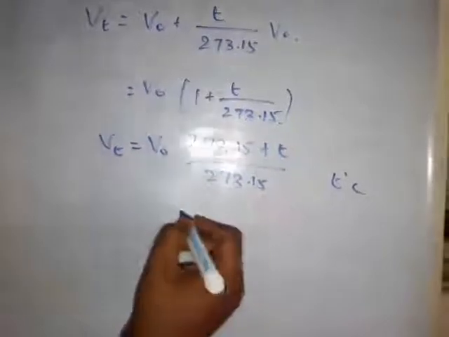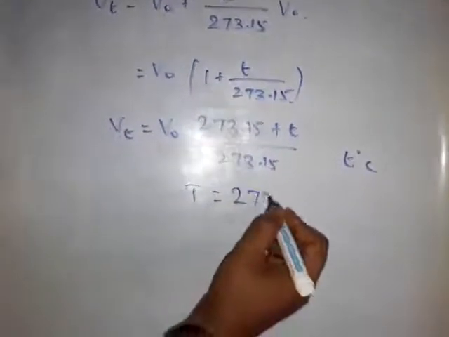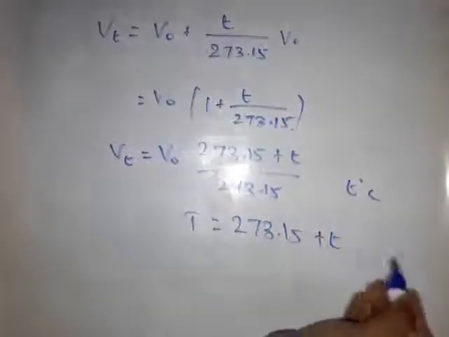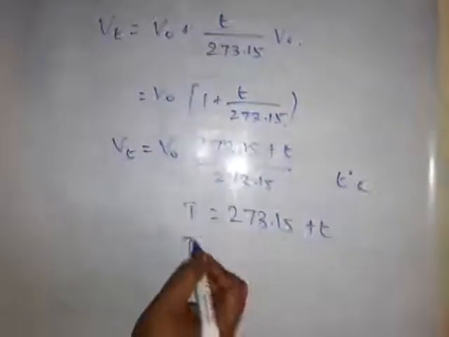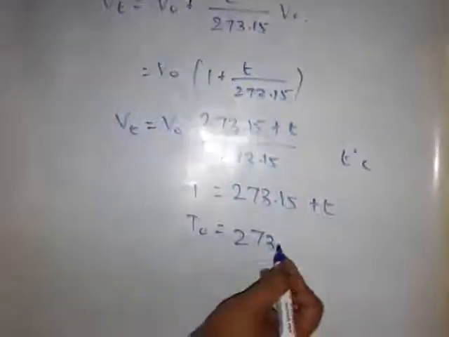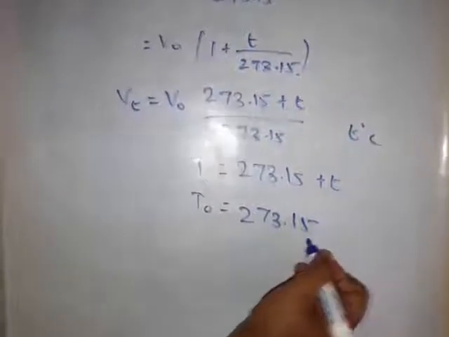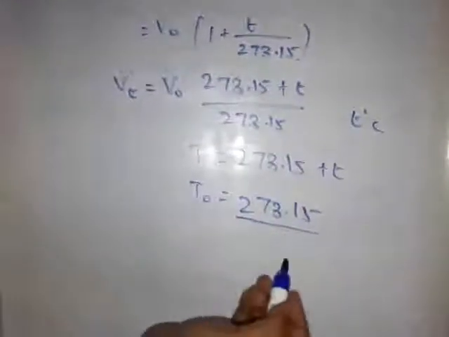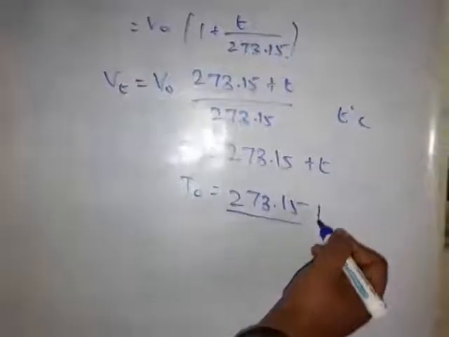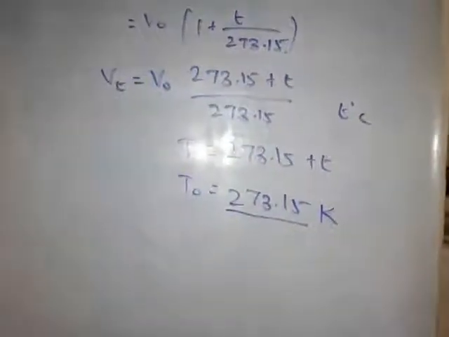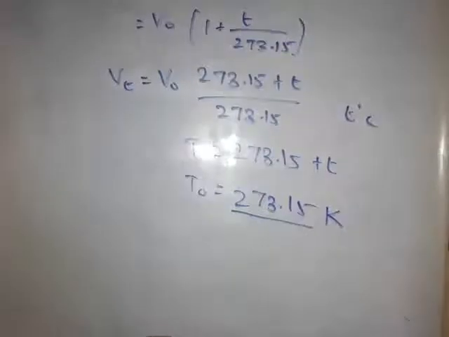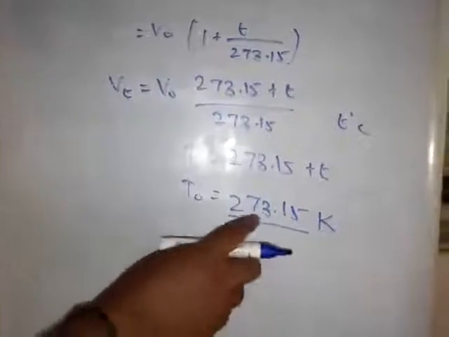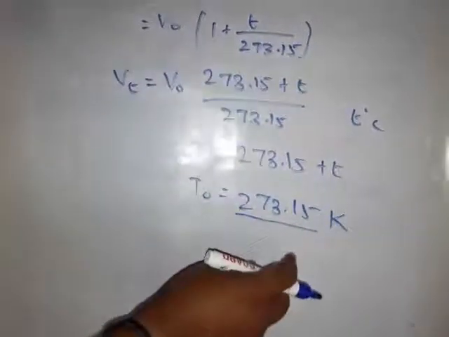The scale is given by the temperature: 273.15 plus T. That means for 0 degrees, T naught is equal to 273.15. This is called the thermal scale, the thermodynamic scale, and the SI unit is called Kelvin. So 0 degrees on the Celsius scale is equal to 273.15 on the absolute scale.